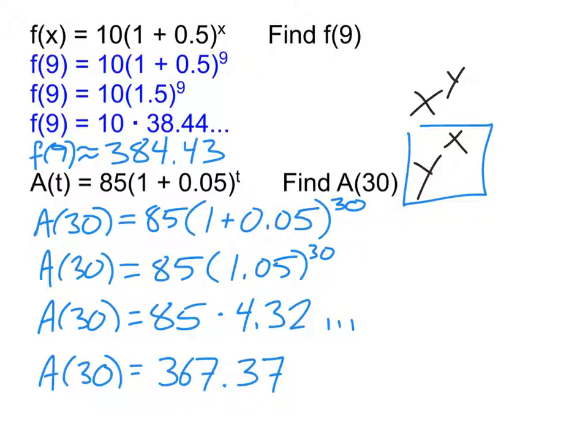If you had not used this number sitting on your calculator, if you just typed in 4.32 times 85, you would not get the same answer. You get what we call rounding error, because if we round in the middle, it gives us an error in our answer. So that's why you always want to use that exact value that's given in your calculator.